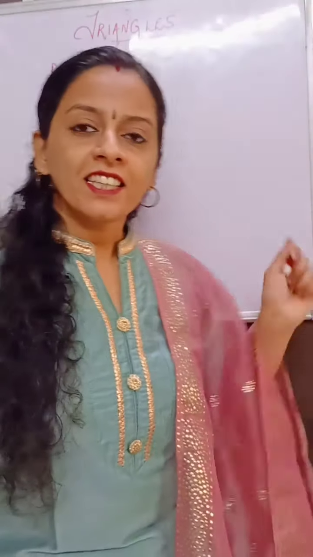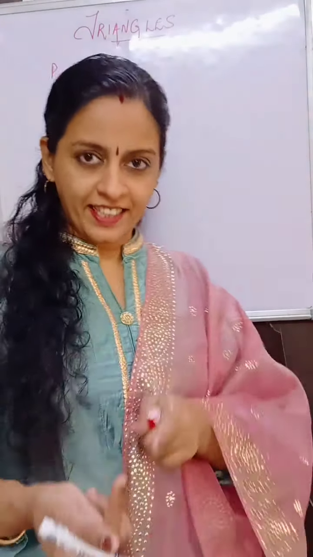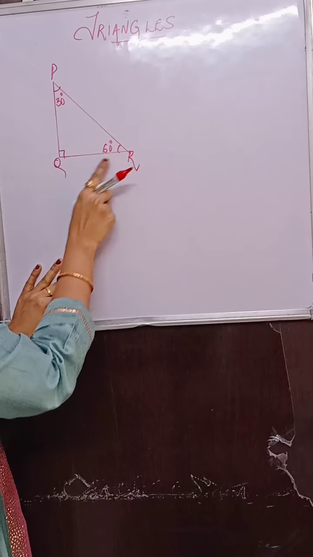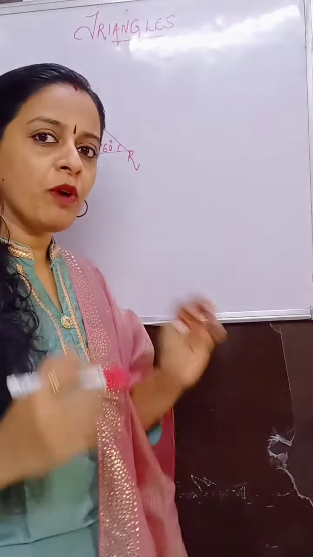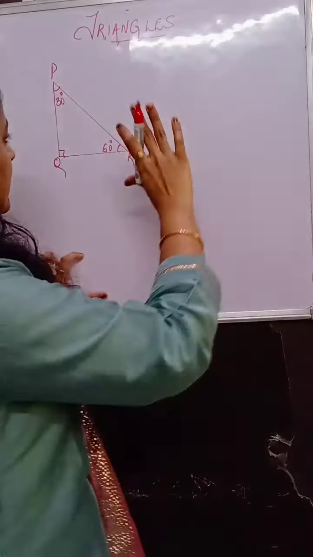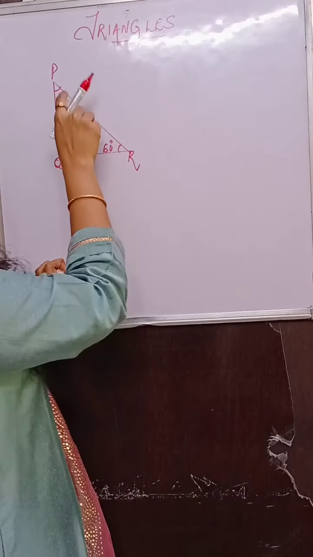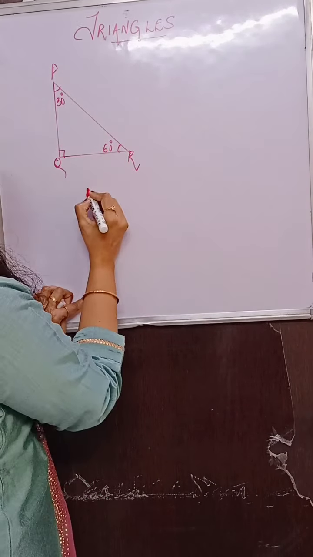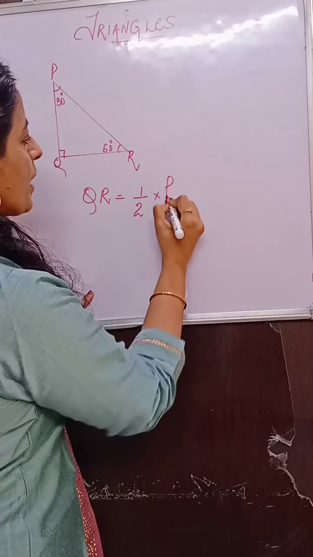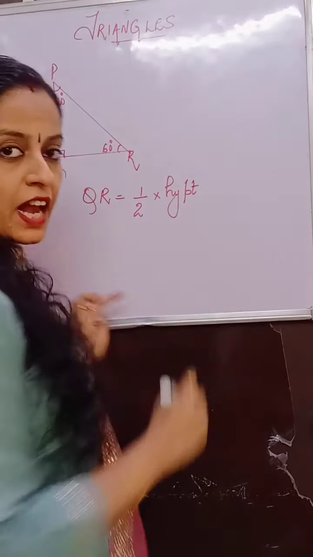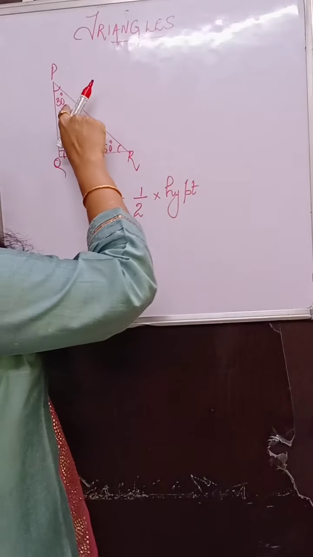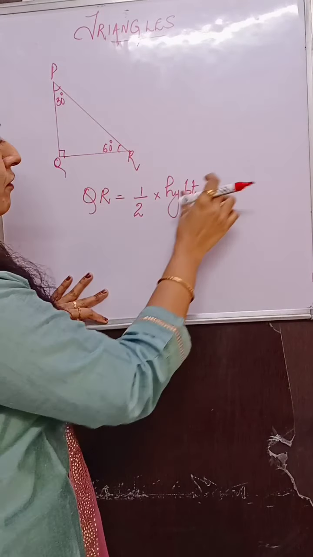Okay. Next, we learned the 30, 60, 90 theorem. So as you can see in this triangle PQR, this is a 30, 60, 90 triangle. When you have a 30, 60, 90 triangle, what properties did you learn? The side opposite to 30 degrees, that is QR, is equal to half of the hypotenuse. The side opposite to 30 degrees is half of the hypotenuse.